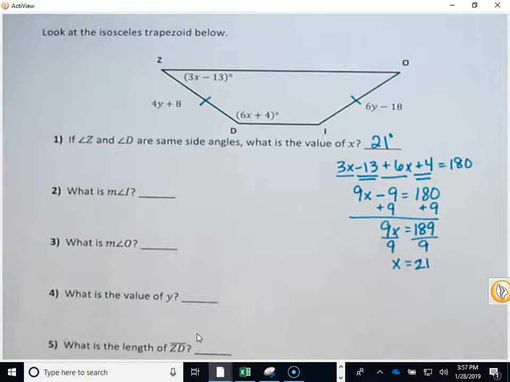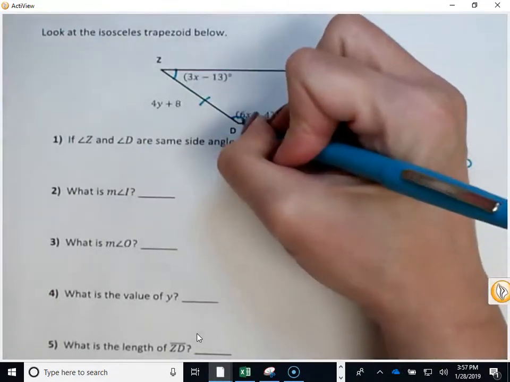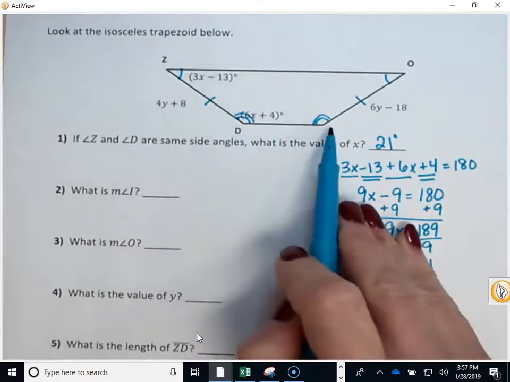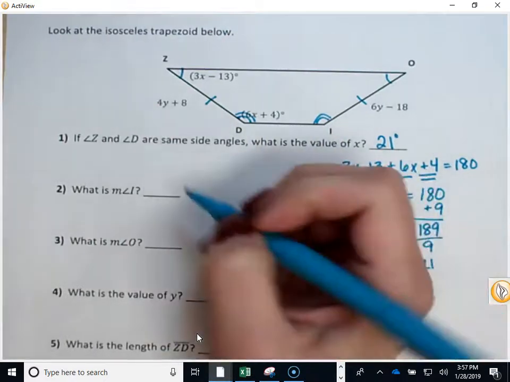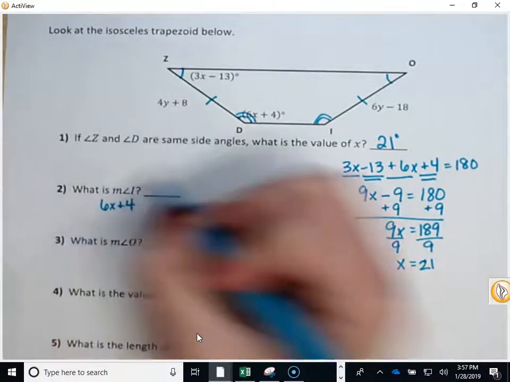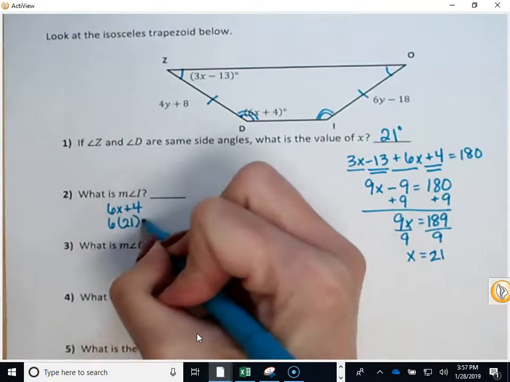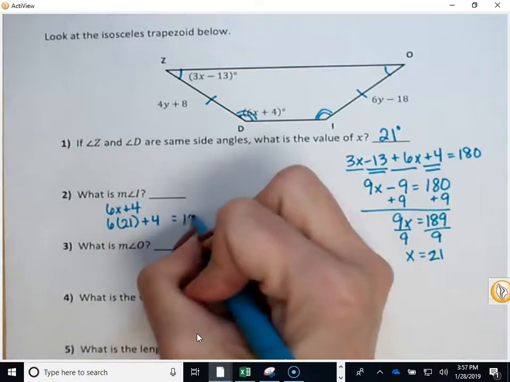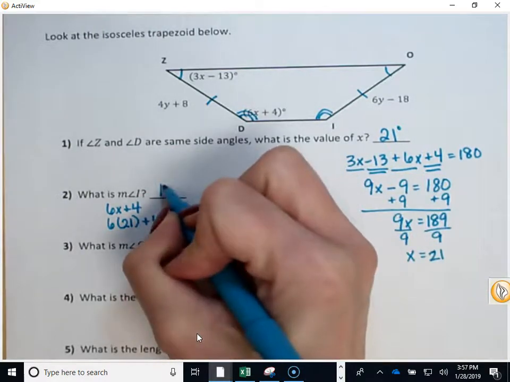Looking at our diagram, we know that these two base angles are equal to each other. We also know that these two angles are equal to each other, because remember on our last diagram, we got 60 and 60 for those, which means these are each 120. So if these are equal, then angle I would be represented by 6x plus 4. And we know that x is 21 now, so we replace that x with 21. So 6 times 21 plus 4. 6 times 21 gives me 126. Add 4 more to that, and we get 130. So angle I is 130 degrees.